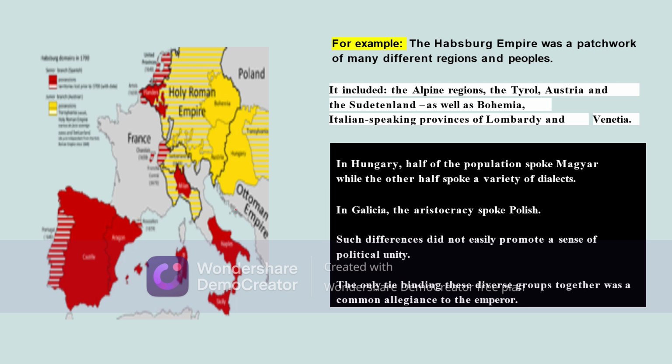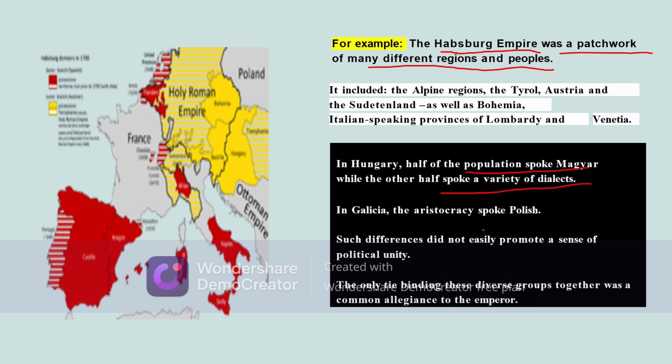Now, let us look at the Habsburg Empire in detail. As I mentioned in the earlier slide, the Habsburg Empire was a patchwork of many different regions and people. It included the Alpine regions, the Tyrol, Austria, and the Sudetenland, as well as Bohemia, and the Italian speaking provinces of Lombardy and Venetia. In Hungary, half of the population spoke Magyar, while the other half spoke a variety of dialects.